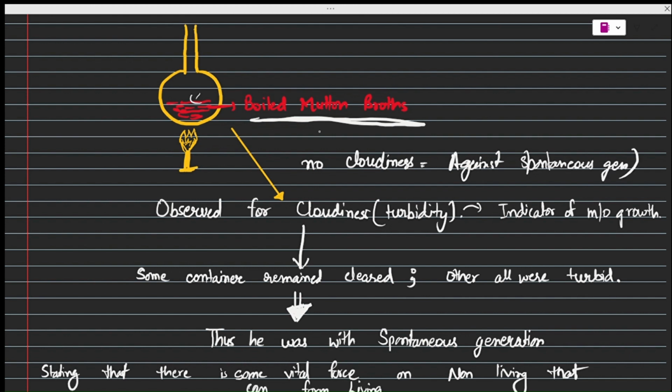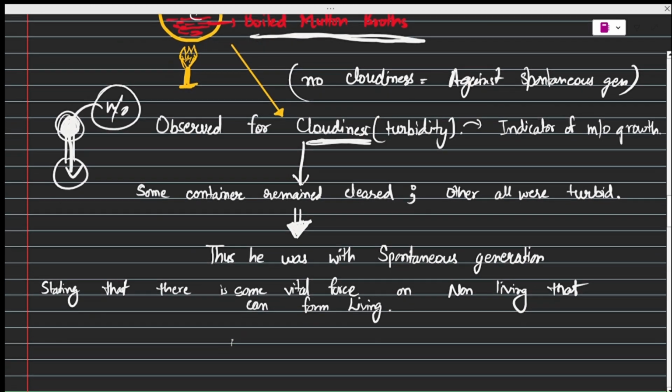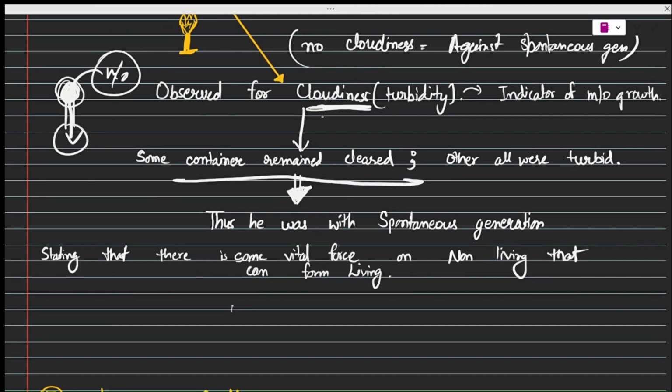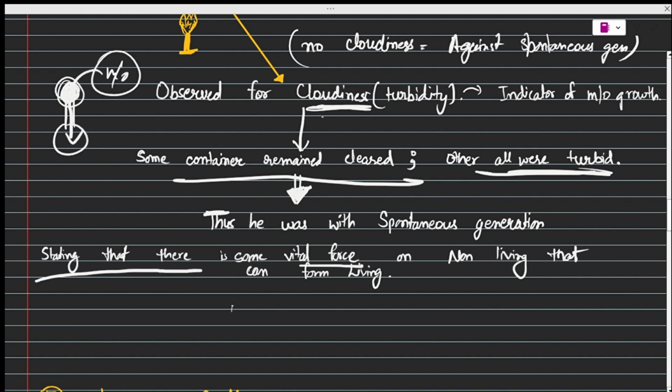Okay, so what he did was, he boiled the mutton broth and then covered them. But the thing was, when he covered the flask or container, before that microorganisms must have entered the flask. That's why what happened was, some containers although remained clear, but all others were turbid. So he thought that yes, it can be possible that microorganisms, or you can say living, can arise from non-living. Thus he gave his concept, stating that there is some vital force inside non-living which can help form living organisms out of non-living.